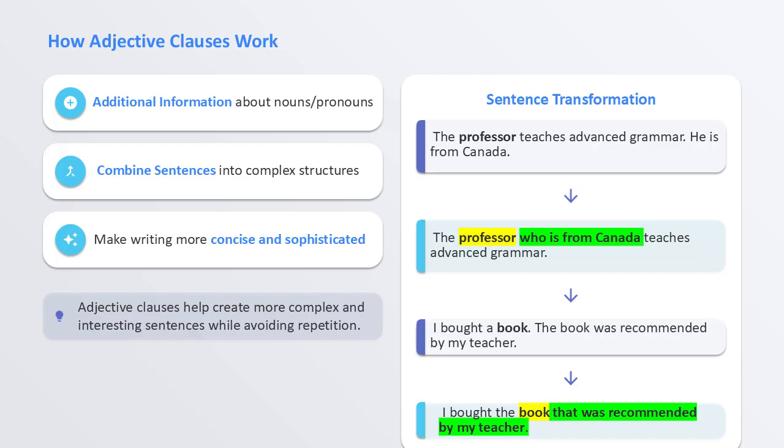We can start with two simple sentences. The professor teaches advanced grammar. He is from Canada. Now combine them. The professor who is from Canada teaches advanced grammar. The sentence becomes smoother and more informative. The same applies to I bought a book. The book was recommended by my teacher. We can combine these as I bought the book that was recommended by my teacher.